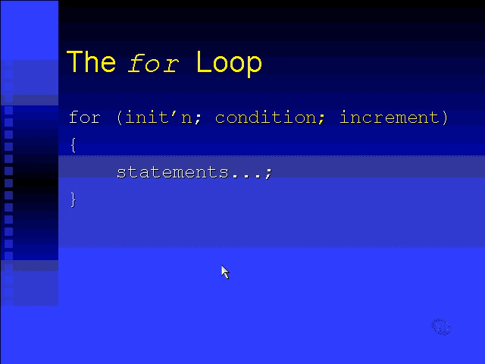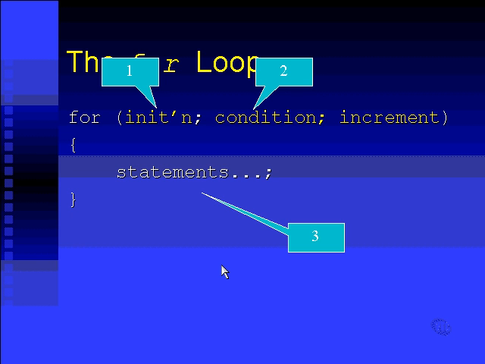So I'll summarize that and I'll add some numbers to this slide here. The very first thing that happens, the initialization happens. That's number one. The next thing that happens is the condition is checked. The next thing that happens is the statements are executed. Well, they're only executed if the condition is true. And immediately after the statements are executed, the increment is done. And at that point, it goes back to number 2 and starts again. So it goes 1, 2, 3, 4, 2, 3, 4, 2, 3, 4, 2. And it'll always stop on the 2.